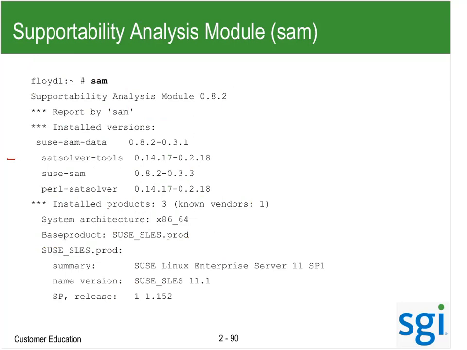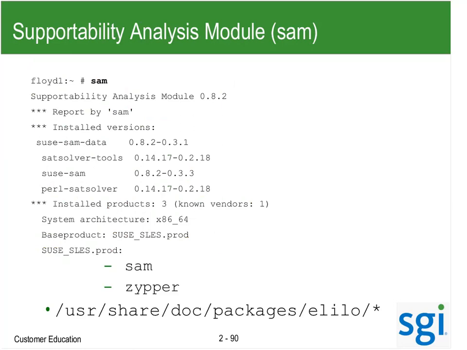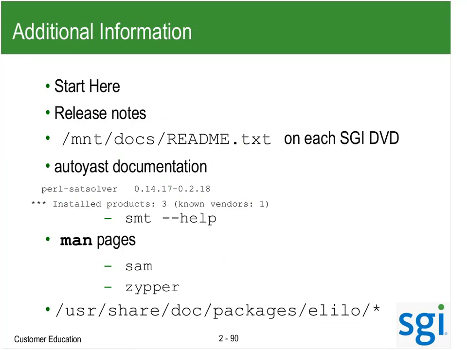Another new tool, if you haven't seen this yet, is SAM, Supportability Analysis Module. It's kind of like the old SPIDEN command that we had in SLES 10. So it's another good inventory tool. It tells you what RPMs are loaded, what distributions are loaded, all that sort of information. And then various additional information.